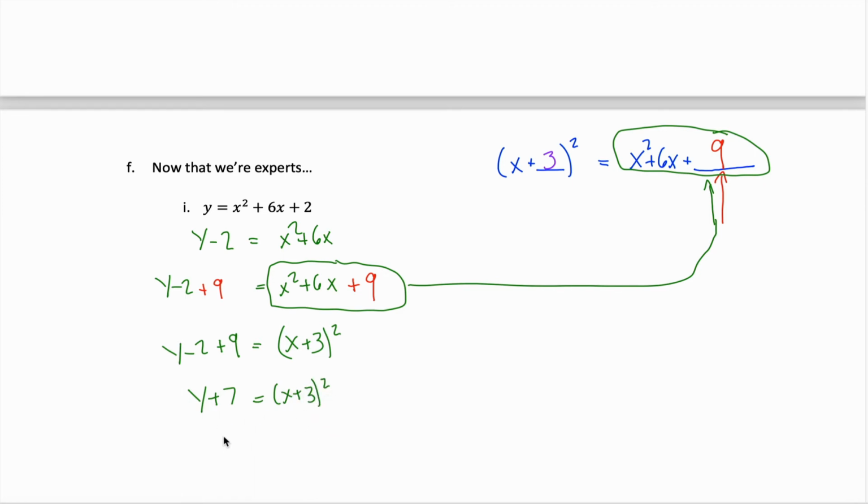So if I wanted to get the y all by itself and have the right side written as a perfect square, all I'd have to do is subtract 7 from both sides, and I'd get y equals (x plus 3) squared minus 7. It's a pretty complicated algebraic process to change y equals x squared plus 6x plus 2 into y equals (x plus 3) squared minus 7.